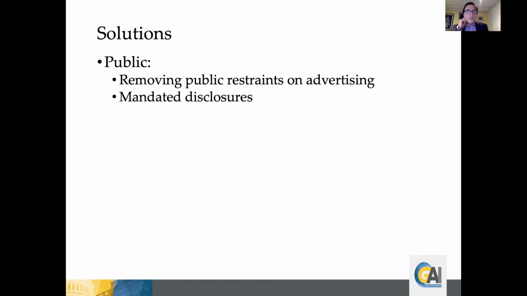So another way, and this is ubiquitous, is mandated disclosure. There's the Truth in Lending Act, the Care Labeling Act, RESPA, the Real Estate Settlement Procedures Act. All of these are examples of government mandated disclosures in complicated transactions.